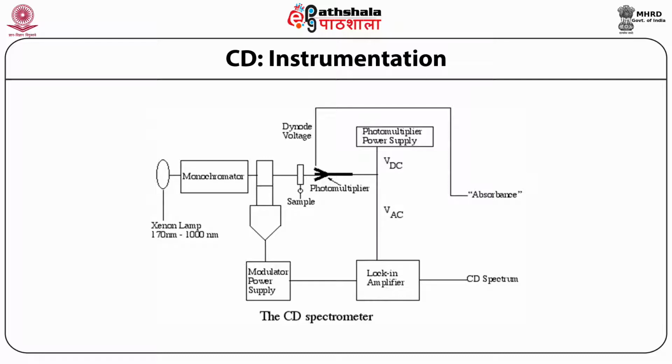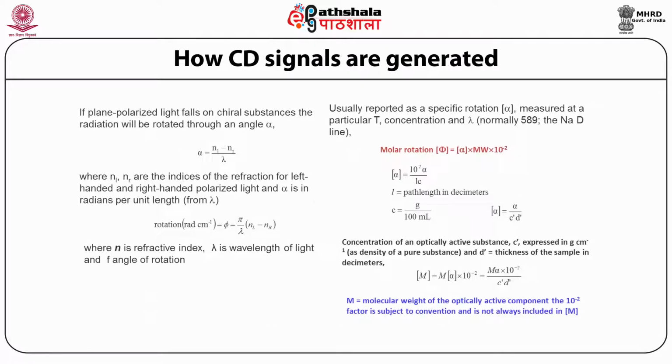However, in circular dichroism, the signal is further processed in an amplifier, and then the modular power supply gives rise to the well-defined CD spectrum, which can be used for further analysis to understand the properties of the molecule under investigation. We discussed how the CD signal is generated, and what mathematical calculations are involved in the generation of the CD signal.